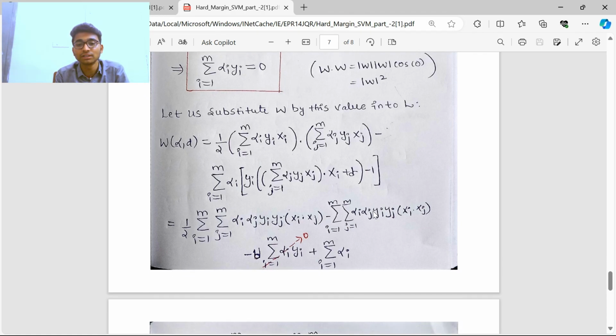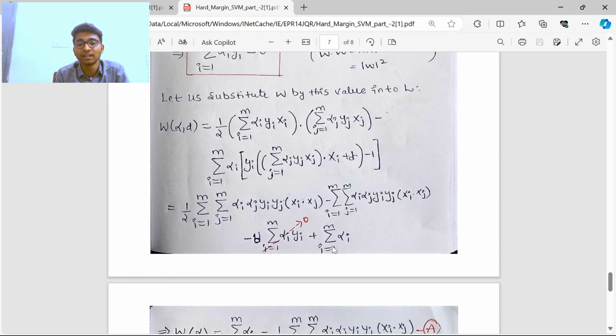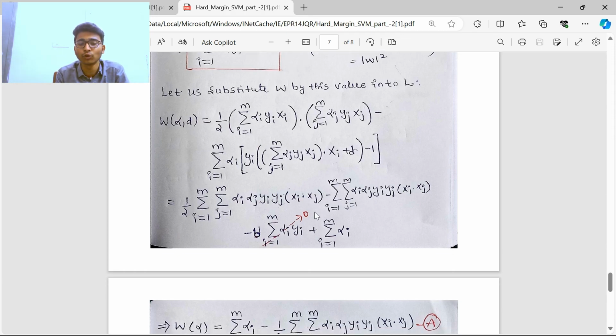Similarly, we got this, and multiplying this summation of alpha I yi with this d, we get this, and multiplying alpha we get this. I hope you understood this calculation part. It is very important to understand. If you haven't understood, please mention it in the comment section. I will try to clarify your doubt.